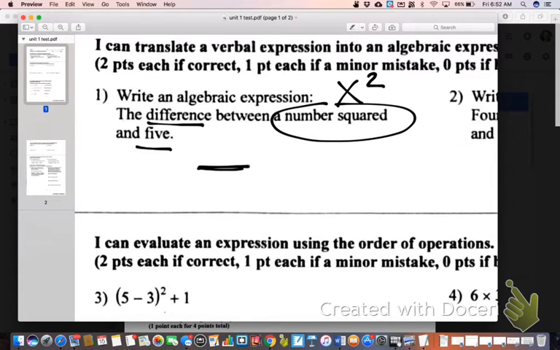So I'm going to have some subtraction in there. The difference between a number squared and 5. So it's going to be x squared minus 5. Whenever it says the difference between two things, whatever comes first is what you write first in your expression, and then whatever comes second comes second. So that's why I did x squared first.